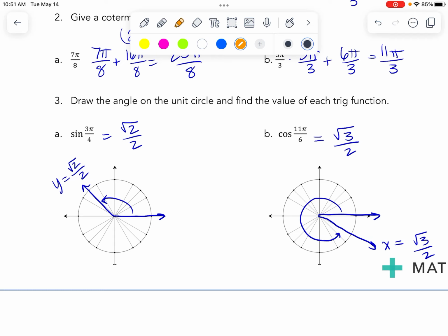All right, my friends, I hope this was helpful. This is just getting used to a new way of measuring angles. You're so used to measuring things by degrees. You feel pretty comfortable with that. Now we want to start feeling comfortable about measuring things in radians.